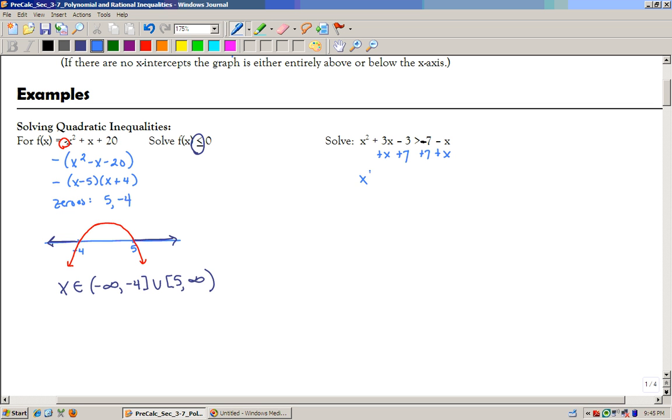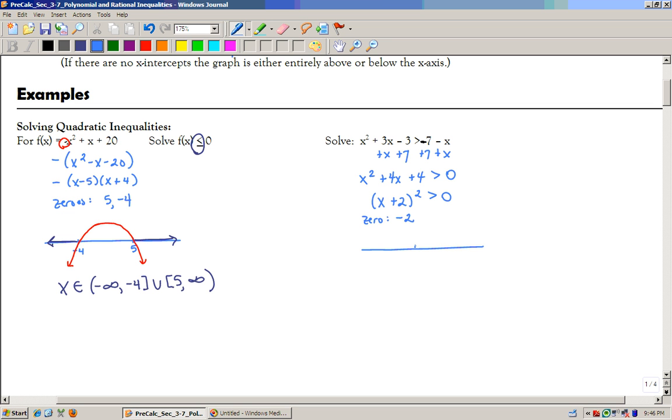At that point we have x squared plus 4x plus 4, and everything on one side, so now it's greater than 0. So we're going to factor. This is a perfect square trinomial, so it's x plus 2 quantity squared. We're looking for when it's greater than 0. So our zeros, the only 0 happens at negative 2, and it has a multiplicity of 2.